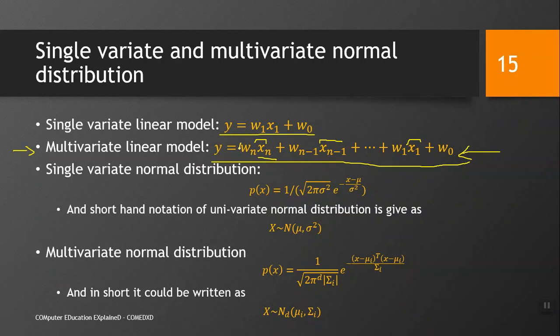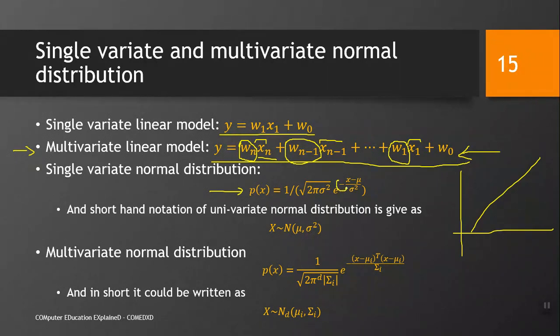Although the number of parameters which are denoted by W has increased and the model has become complex, it is still linear, and its total effect would be in the form of a line when we draw it on the graph. A single variate normal distribution could be given with the help of this formula, and we have already seen this formula.